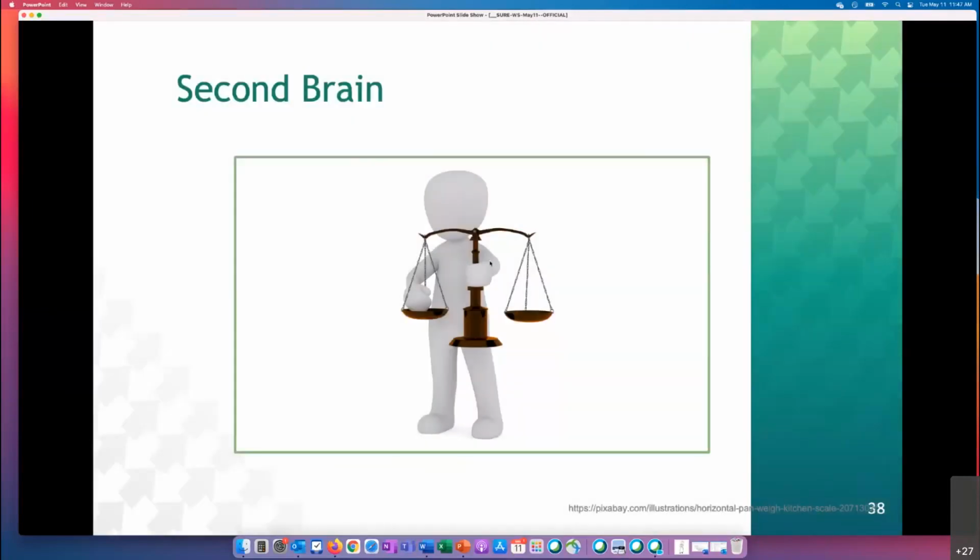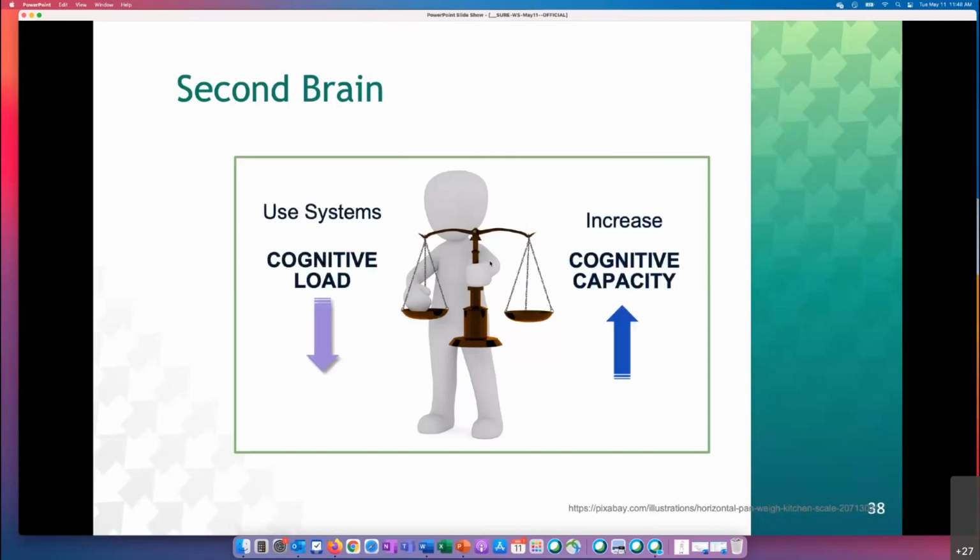Another thing is this concept of using a second brain. Like I said, none of our brains are meant to work like a computer hard drive for large storage. It's not designed that way. So use tools like Evernote or OneNote to keep your notes from a class, your research papers, your findings, or use your cell phone. What happens is you decrease the cognitive load being demanded, and you can increase your capacity for other things.